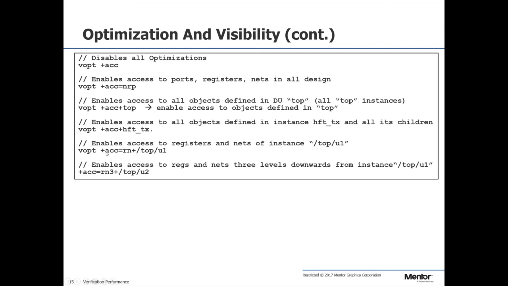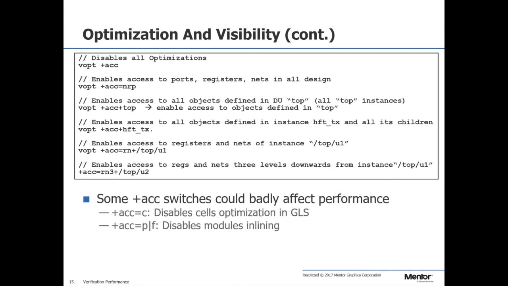So right here, I'm saying preserve the registers and the nets of top/U1. So the U1 instance below top. And then here, I did a similar thing. I'm preserving the registers and nets of top/U2 and 3 levels down. So I can say something like go down a few more levels from there.